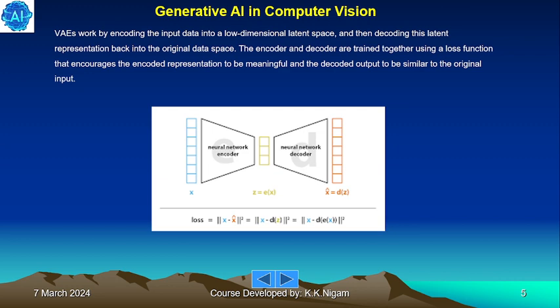VAEs work by encoding the input data into a low-dimensional latent space and then decoding this latent representation back into the original data space. The encoder and decoder are trained together using a loss function that encourages the encoded representation to be meaningful and the decoded output to be similar to the original input.